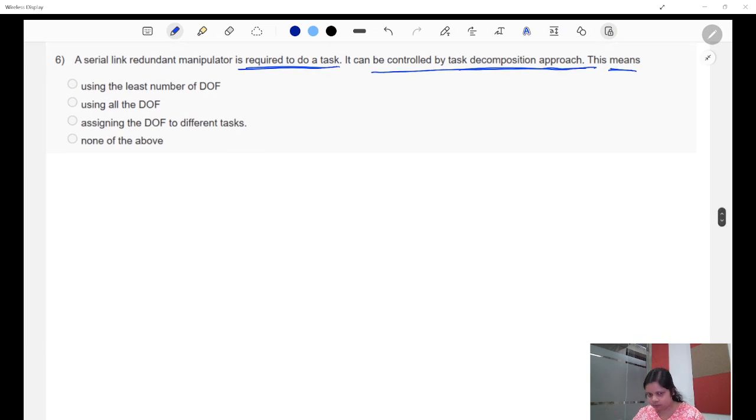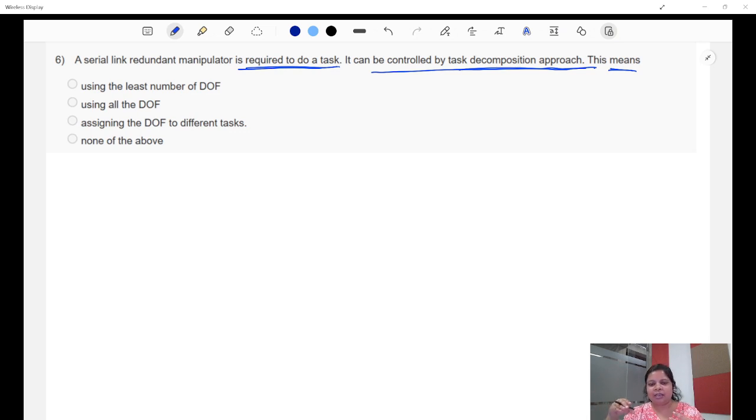So let's see. We'll go through each and every option. What is a redundant manipulator? It has more degrees of freedom than required to do a given task, right? Now, the task decomposition approach actually divides the available degrees of freedom among multiple objectives. It can be some primary task, it can be some secondary task, as we already saw in the first question. The primary task can just be positioning and orientation of the end effector. The secondary task could be obstacle avoidance, minimizing energy, or avoiding singularities. Any of them can be there, or let's say some posture alignment you want to do.